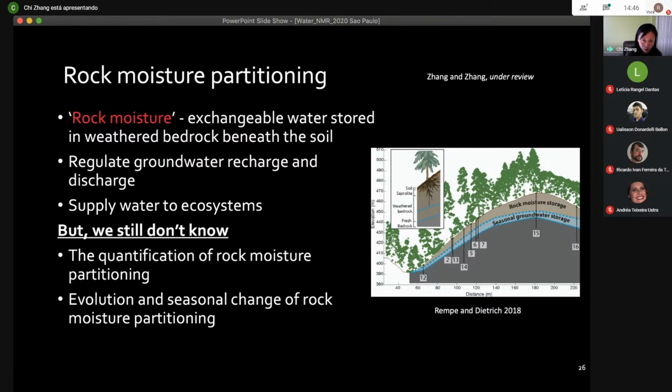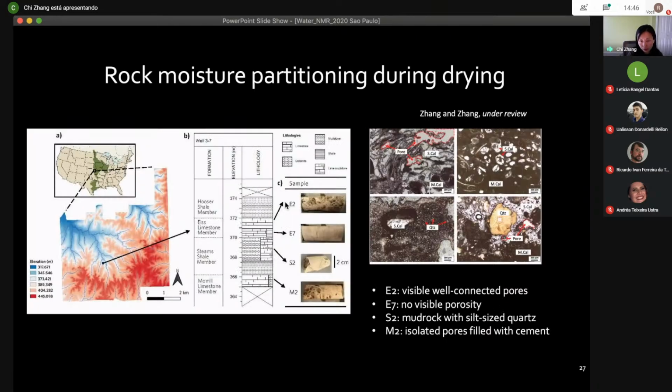This part of the rock moisture, however, is not very well understood. We don't know the quantification of the rock moisture partitioning, or the evolution of the seasonal change of such rock moisture partitioning. So with this question in mind, we designed our experiment following this concept from the field work.